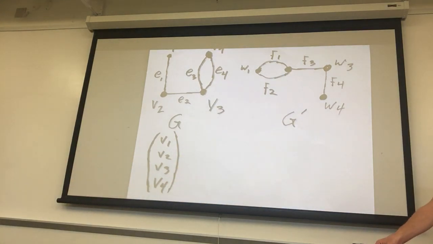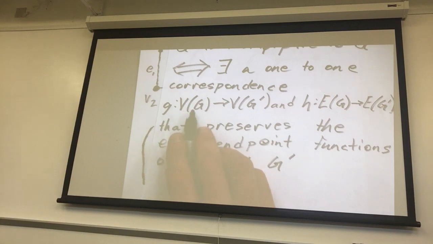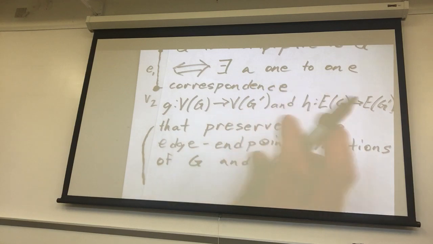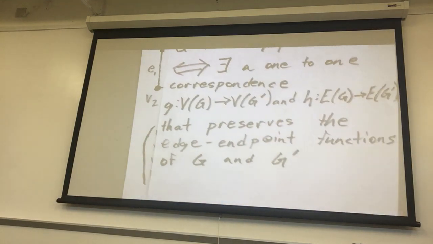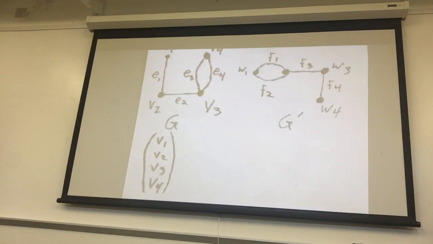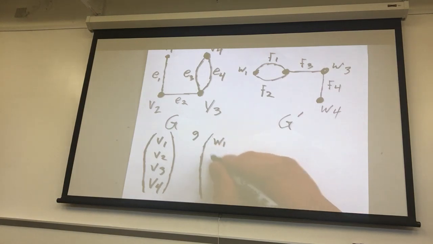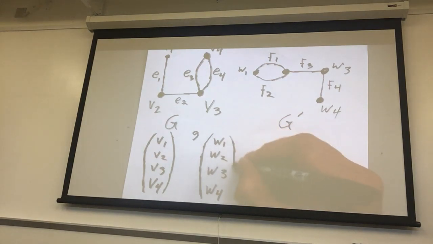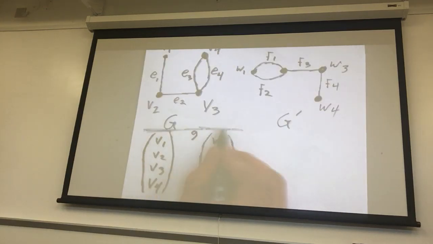Now let's look back at our definition. Lowercase g is going to map the vertices of G onto the vertices of G prime, and we want this to be one-to-one, so that any element of the vertices of G is mapped onto an element of the vertices of G prime. So we're looking for a mapping, called lowercase g, that would map all of those vertices onto W1, W2, W3, and W4. This is one of the one-to-one correspondences that I'm going to have to figure out.